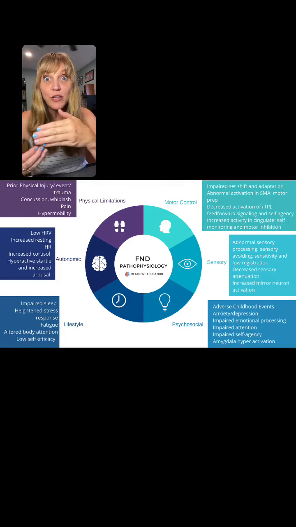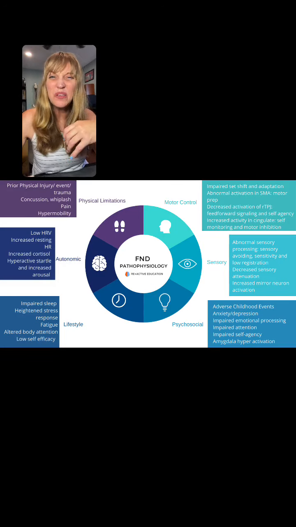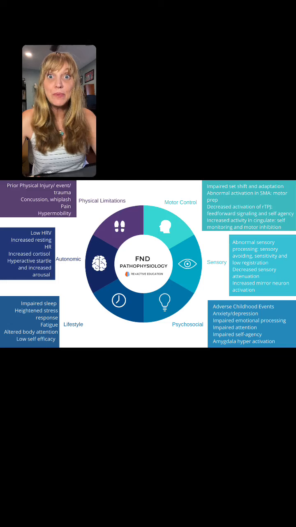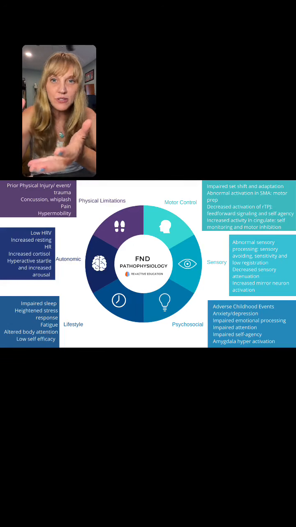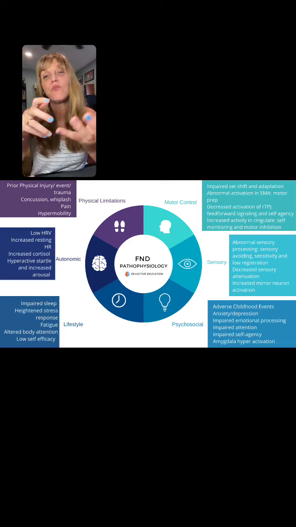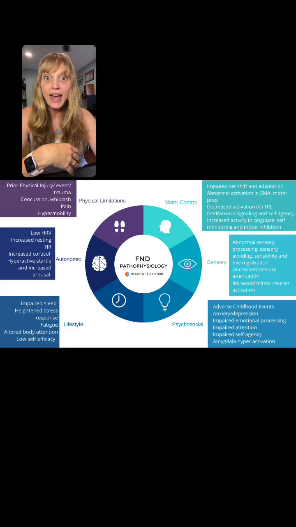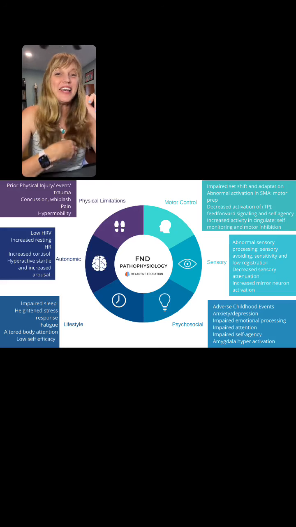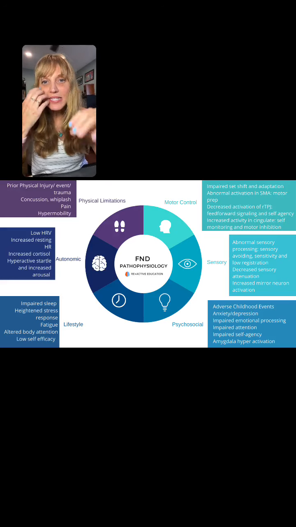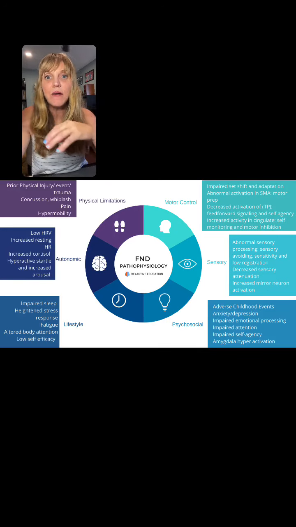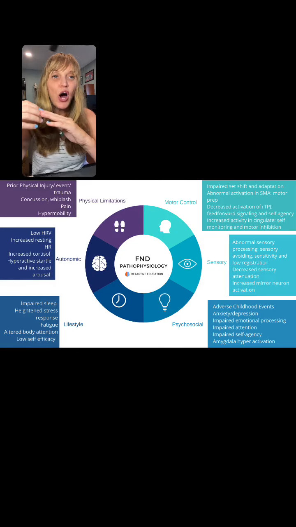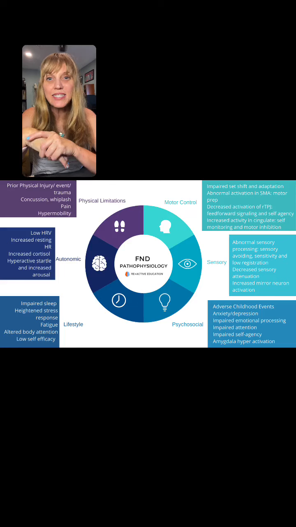But we want to recognize and understand what your brain and your body might need and build tools for you. So this is why the pathophysiology is so important, because when we can understand the underlying mechanisms, we can get to treatment, right? So sensory pieces, psychosocial pieces that I already discussed, lifestyle, autonomic. So there's some interesting studies looking at the autonomic nervous system.